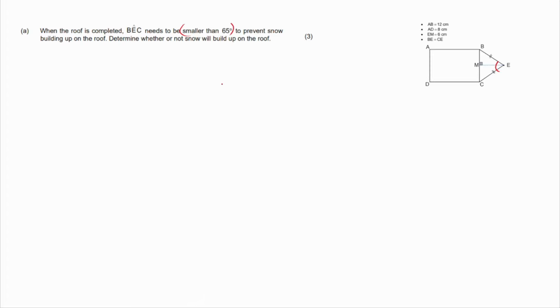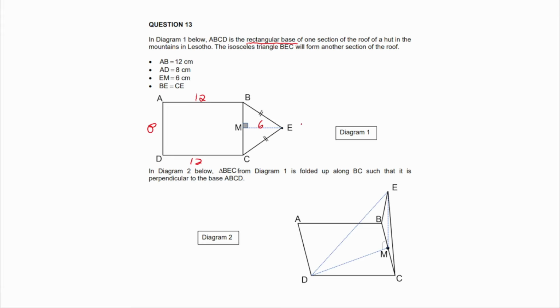So don't let the English confuse you. This angle here needs to be smaller than 65. So in the big diagram, this angle here needs to be smaller than 65. Let's just have a look at this. This BC is also 8, because it is a rectangle, right? So that distance is 8. So we need to find this angle over here, BEC. A few options we could do: we could do the sine rule, but to do the sine rule, you're going to need this angle on this side, which is a bit of a mess.